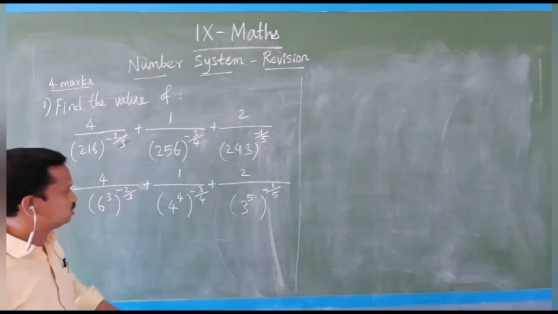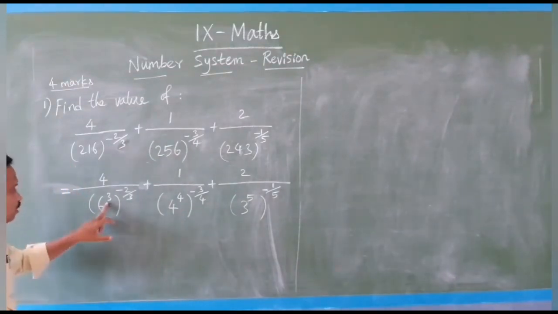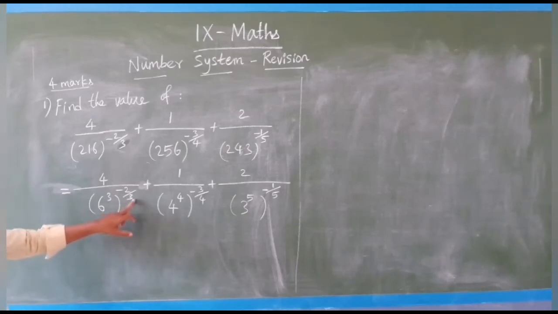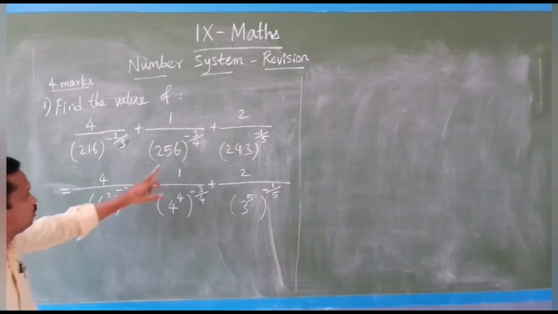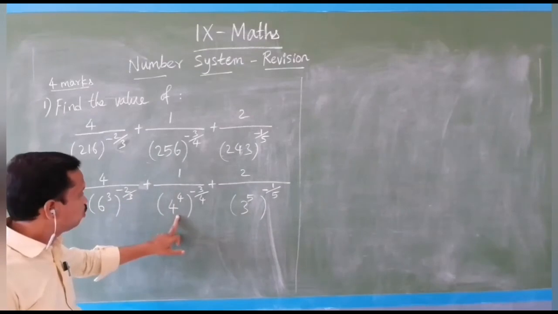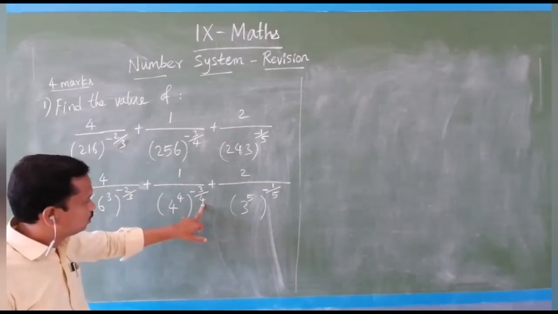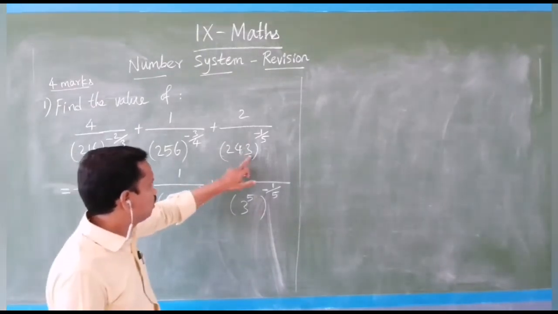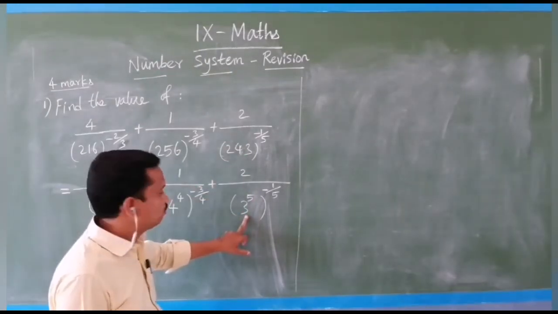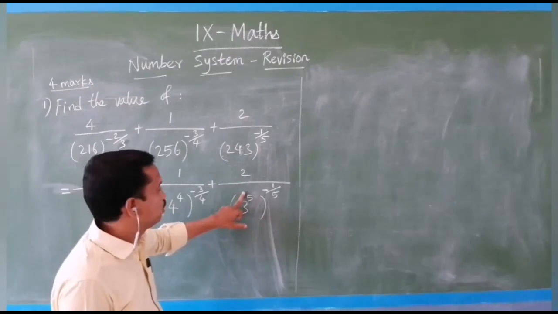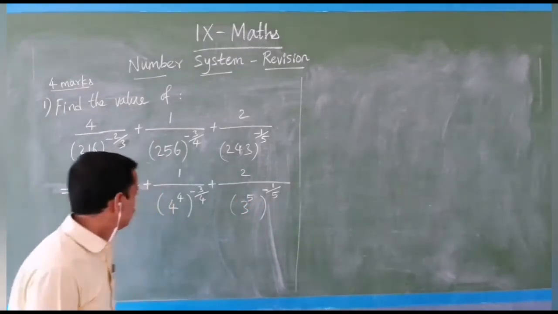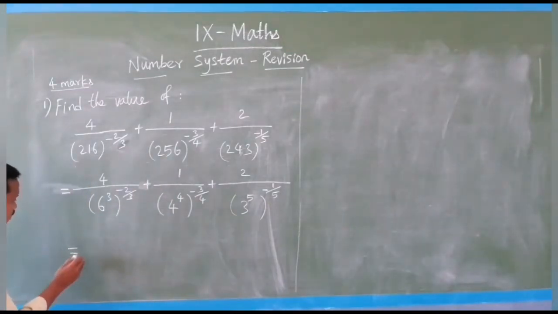So see how I changed it. Here 216 is changed to 6 cube because the denominator is 3, and 256 is changed to 4 to the power 4 because the denominator of the exponent is 4, and 243 is changed into exponent form 3 to the power 5 because the denominator is 5. So like that you have to convert. And now it is very easy to write this.